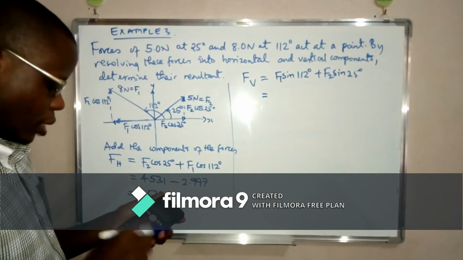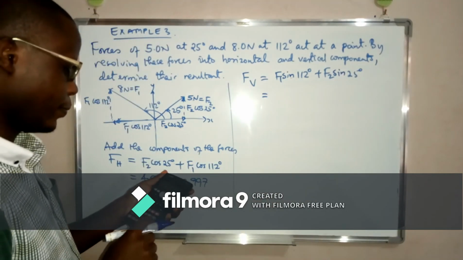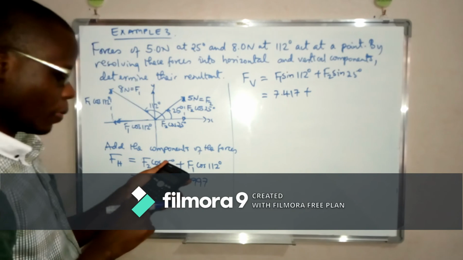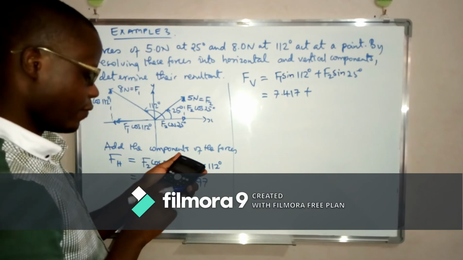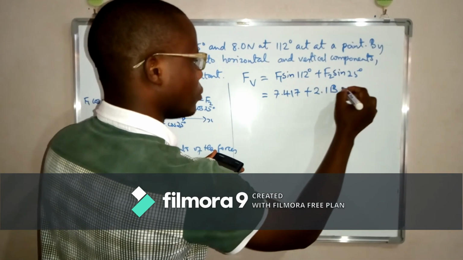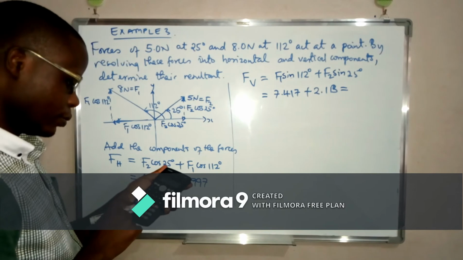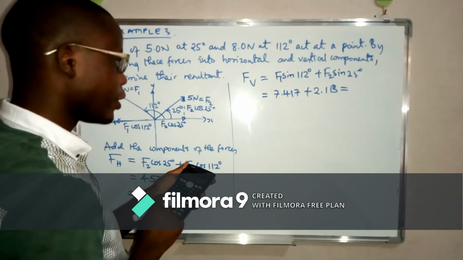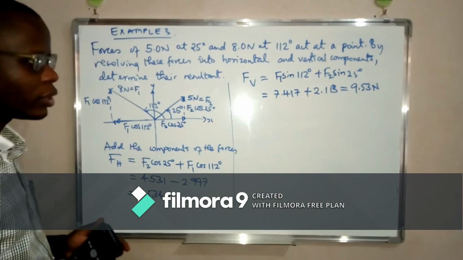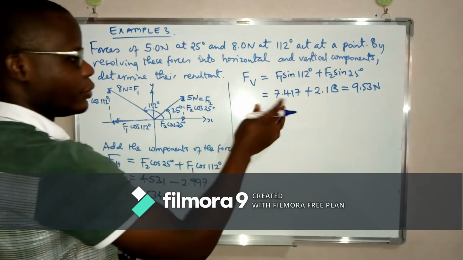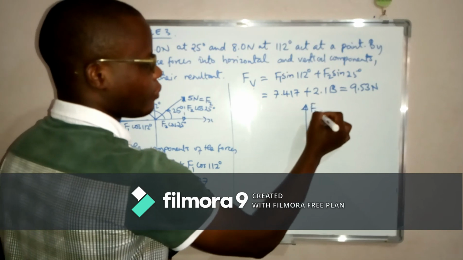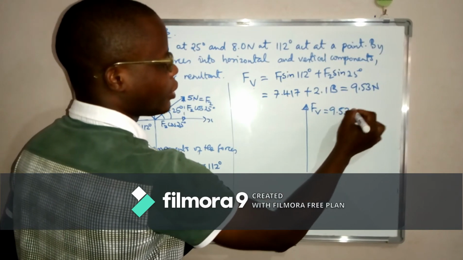So 8 sine 112 gets 7.417, plus F2, which is 5 sine 25, 2.113. If we add that, we get around 9.53 newtons. So this is FV, and it is equal to 9.53 newtons.